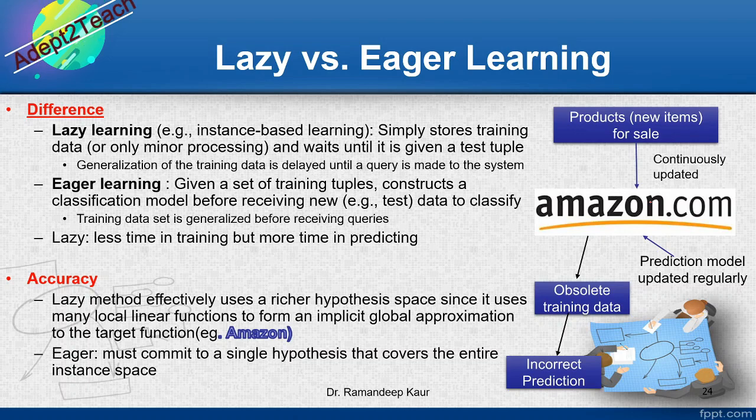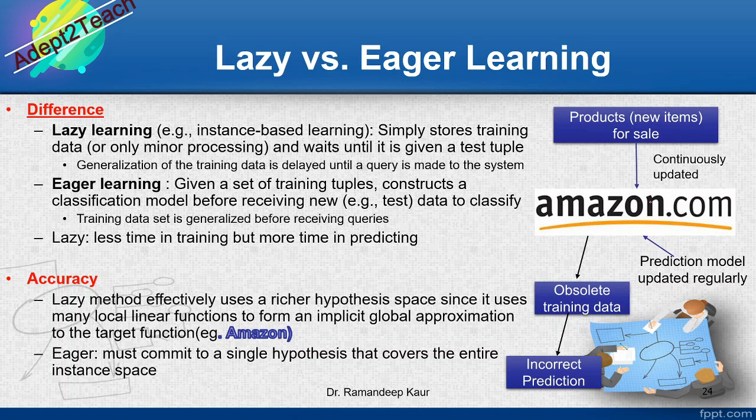On the contrary, there is another case called eager learning, which says that the second you give the training data set, it will quickly construct a classification model and be prepared for new queries. So as soon as you give the new queries, it is already ready with its classification, and it will simply match the parameters and give you the correct prediction.